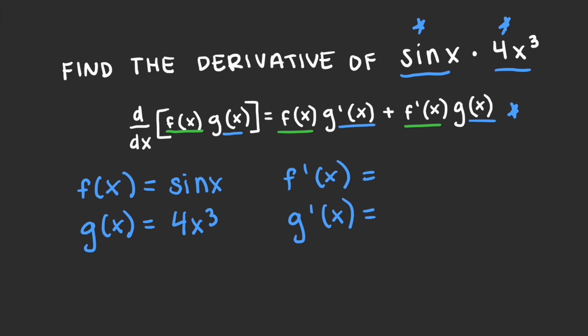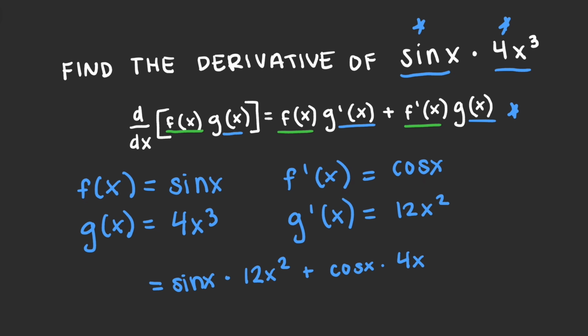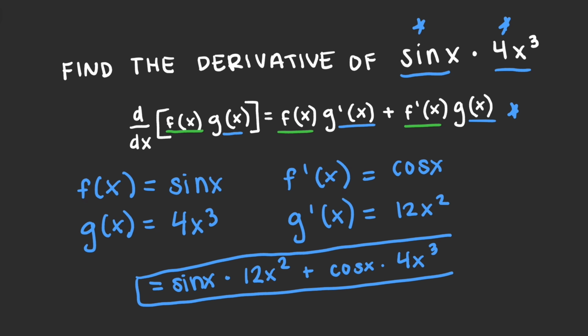So let's get the derivative of each of these. The derivative of sine x will always be cosine x. It would be a good idea to remember that. And the derivative of 4x cubed would be 12x squared. And if we just plug that back in, we would get sine x times 12x squared plus cosine x times 4x cubed. And there are no other like terms, so you can't simplify further than this. So this right here would be our final answer.